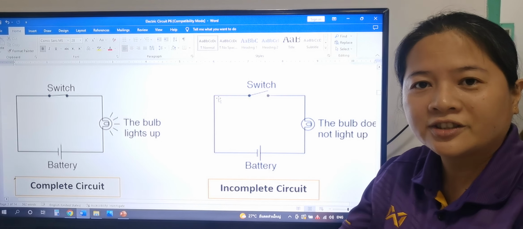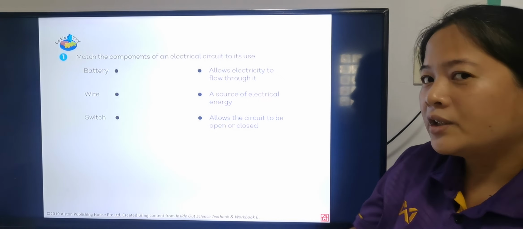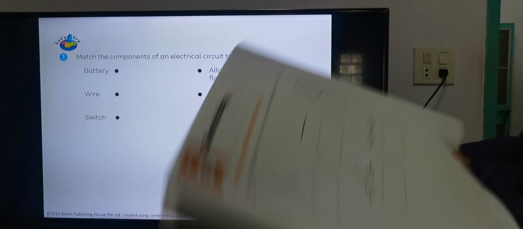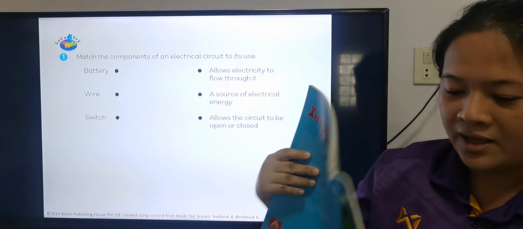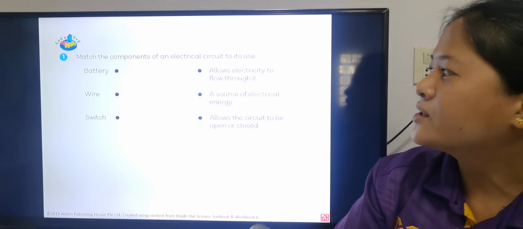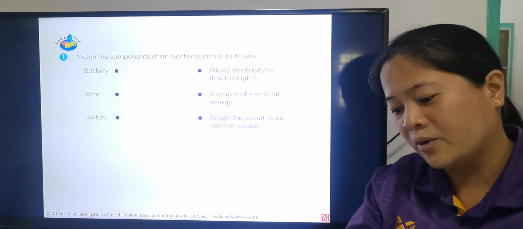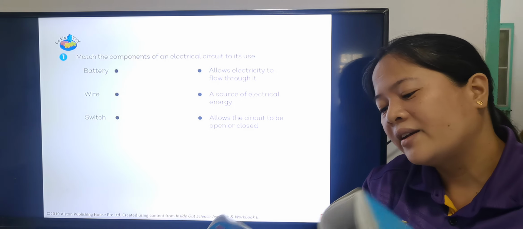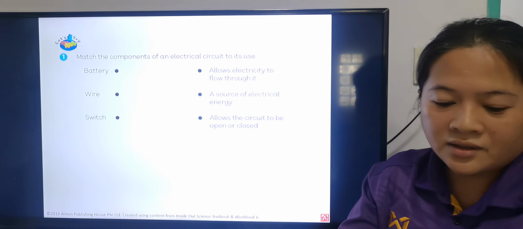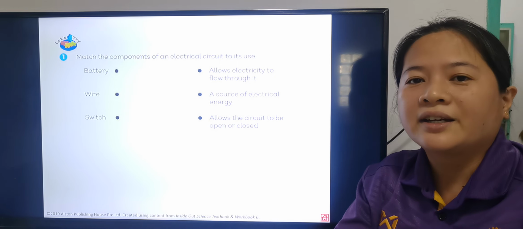Okay, so I hope you understand our lesson for today. What you're going to answer is in your student book, page 48. You're going to match components of an electric circuit to their use and draw a closed circuit diagram. When you draw a closed circuit diagram, make sure that the switch is closed. You can use any number of batteries or bulbs, it's okay. Just draw a closed circuit diagram, okay?